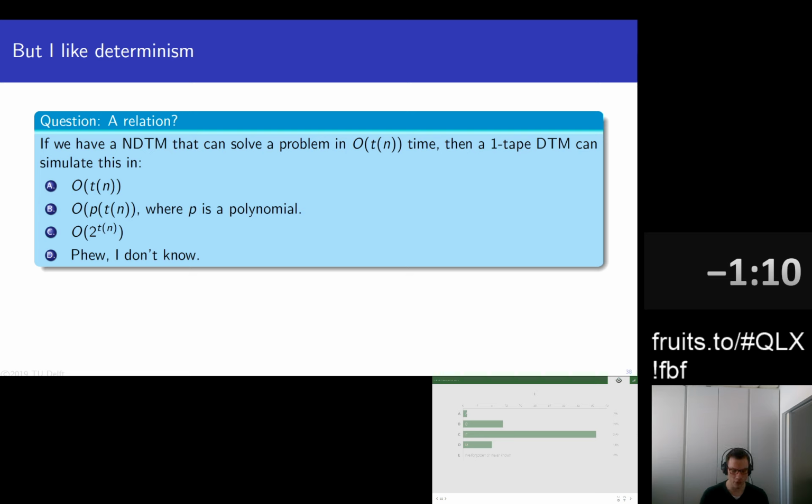So if I have a non-deterministic Turing machine that can solve a problem in O(t(n)) time, then a one-tape deterministic Turing machine can simulate this in one of these options. I wonder if you can tell me which one.